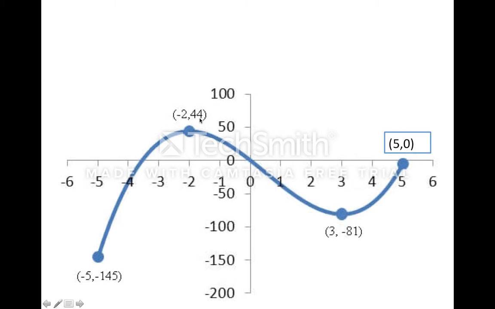is 44. The domain of this function is the closed interval from negative 5 to 5, and the range of this function is the closed interval from negative 145 to 44 because that's the span from the smallest y value to the largest y value.